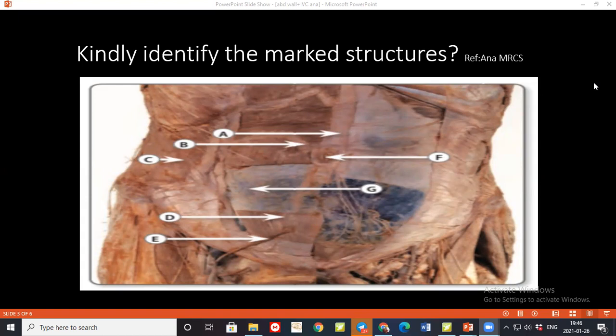What is the median umbilical ligament? Where is it located and what does it contain? It can be found between the bladder and the umbilicus. It is the remnant of the allantois or the urachus, which drains the urine during development to the umbilical cord. What happens if it fails to obliterate after birth? There will be draining of urine into the abdominal cavity.